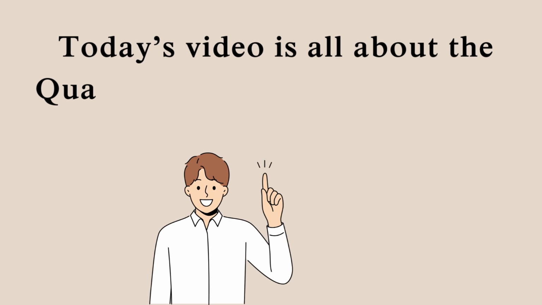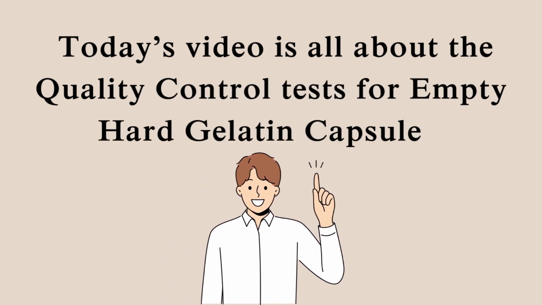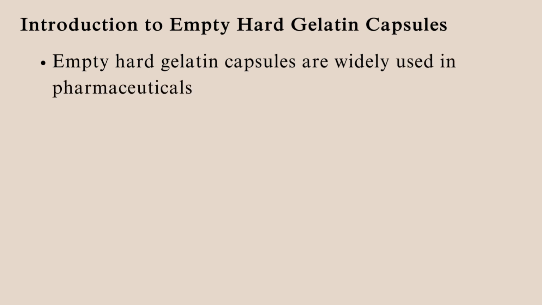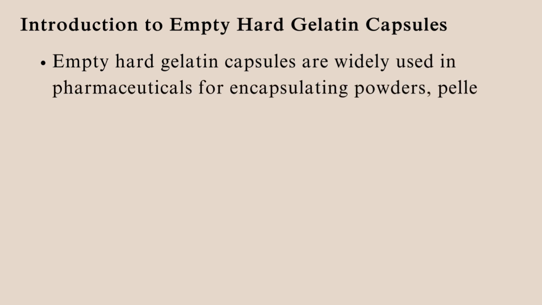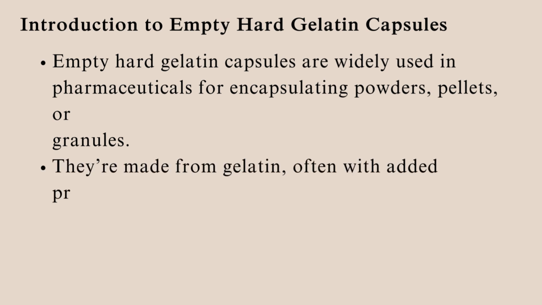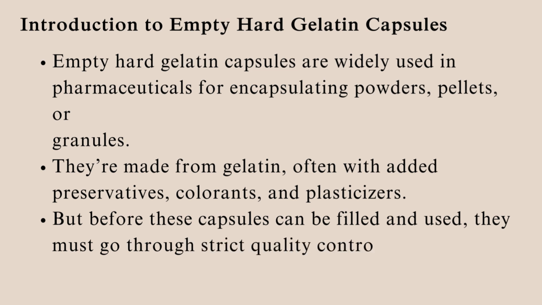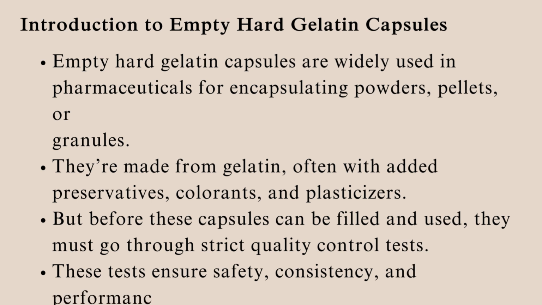Today's video is all about the quality control tests for empty hard gelatin capsules. Introduction to empty hard gelatin capsules. Empty hard gelatin capsules are widely used in pharmaceuticals for encapsulating powders, pellets, or granules. They're made from gelatin, often with added preservatives, colorants, and plasticizers. But before these capsules can be filled and used, they must go through strict quality control tests. These tests ensure safety, consistency, and performance.